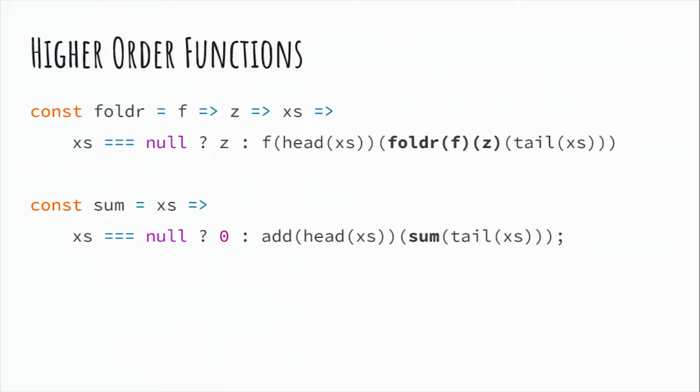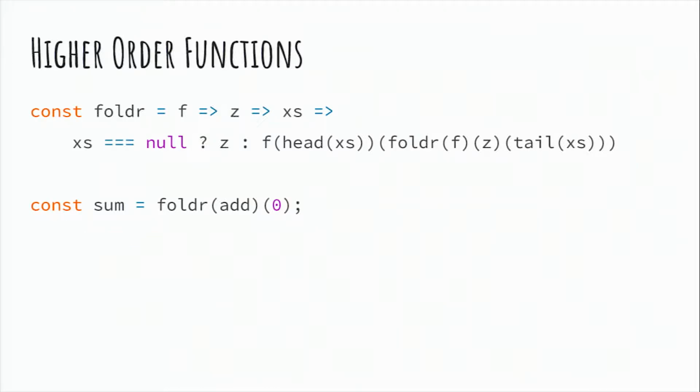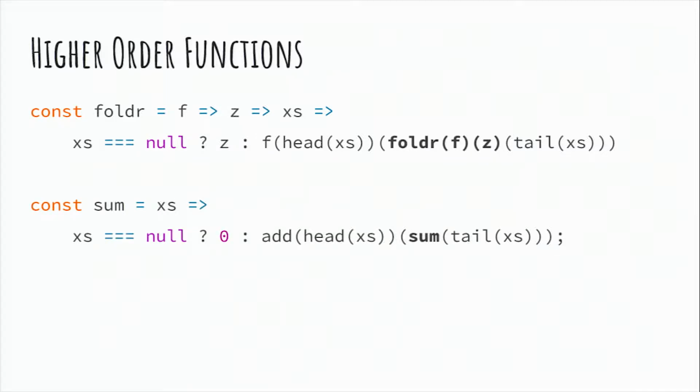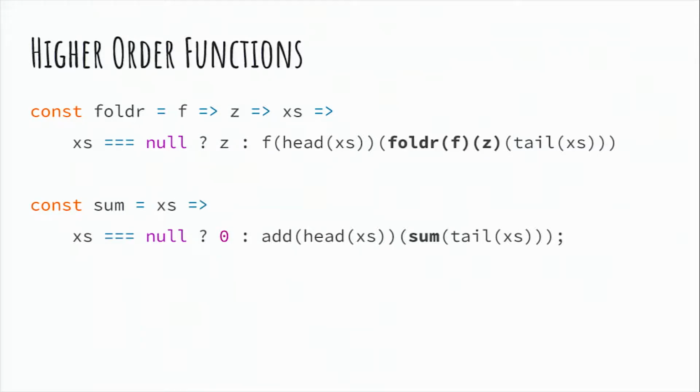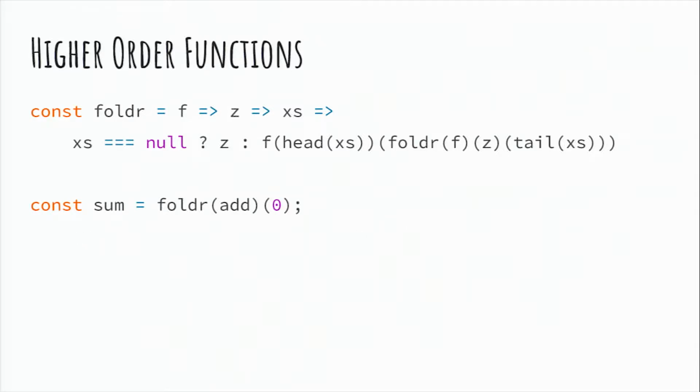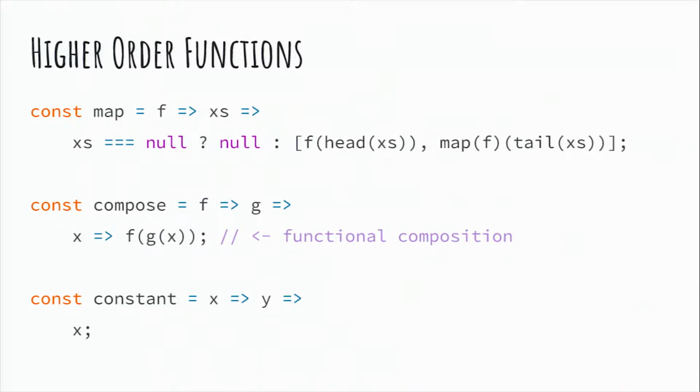So actually, what this shows you is that sum is actually a partial application of the fold right function. We can do the replacement here, and then these will be the same. So this is a little trick, but we can do much more because we also have a map function.